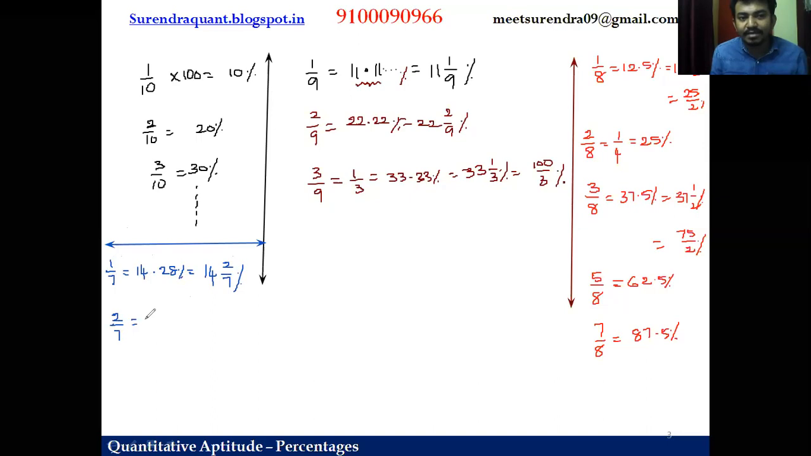So 2 by 7 means 28.56 point something or 57, which is 28, 4 by 7%. So 3 by 7 means 3 times, 4 times, 5 times you can take.